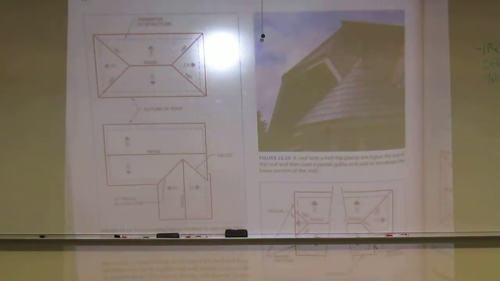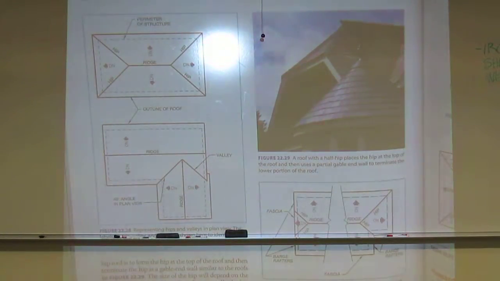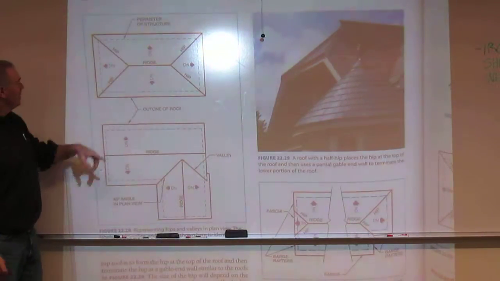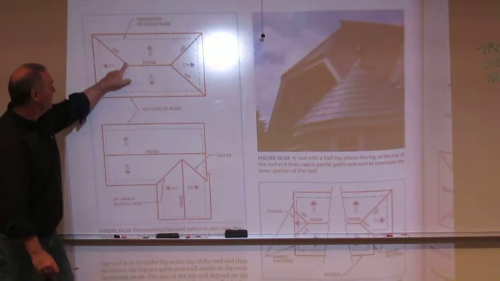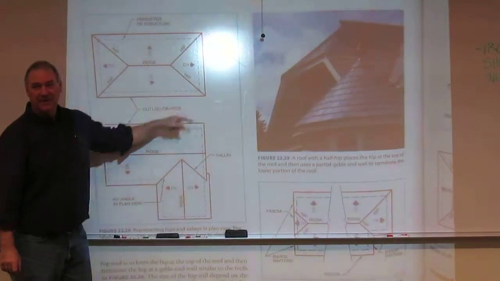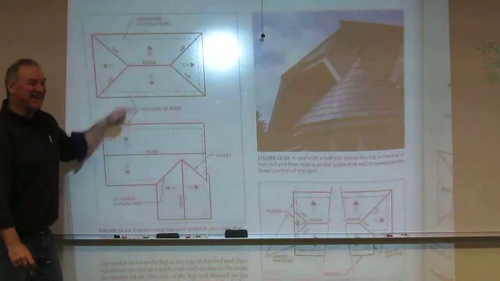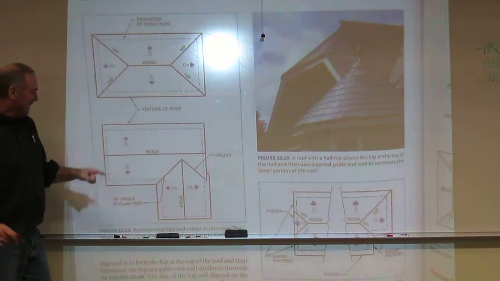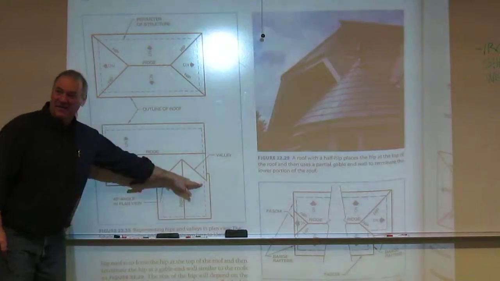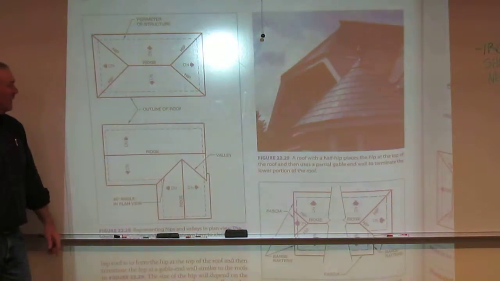Hip roofs: all slopes go. Go to page 560 and you'll see the view of it. Here they compare the gable versus the hip. So this is the hip look here. Ridge, ridge, ridge, ridge, ridge. They call them hip, but that's still a ridge. As opposed to a gable, we've got valleys, right?